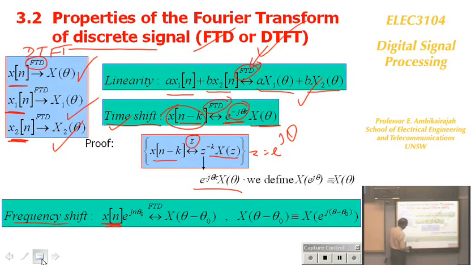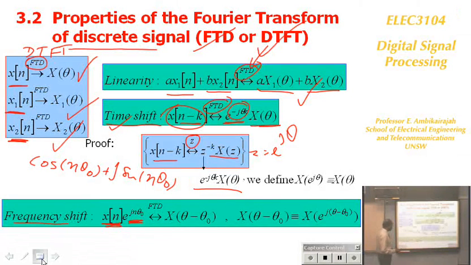So this is your discrete signal. You multiply by the exponential e to the j n theta naught. That means cos n theta naught plus j sine n theta naught. If you do that, we can actually show this works out to be X(theta minus theta naught). What does this tell you? It tells you that if I have X(theta) like that, then X(theta minus theta naught), if theta naught is there, is shifted somewhere here. So that's what happened.